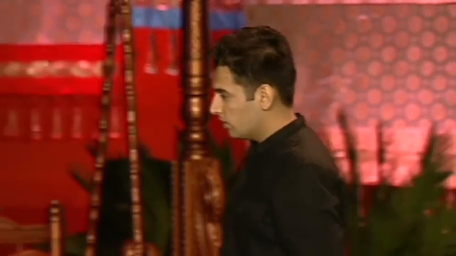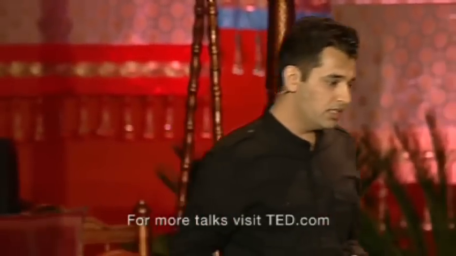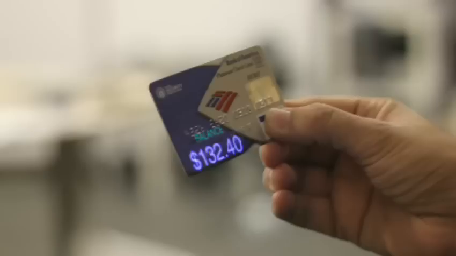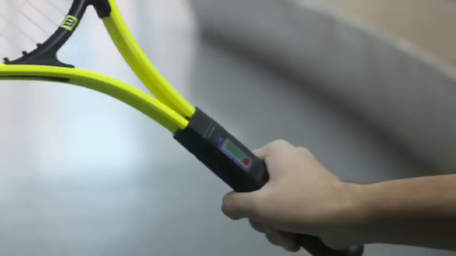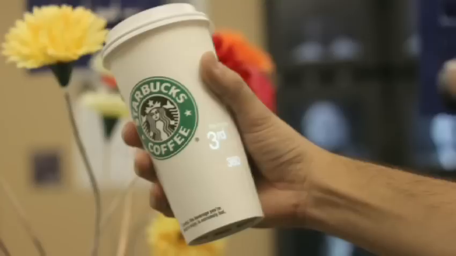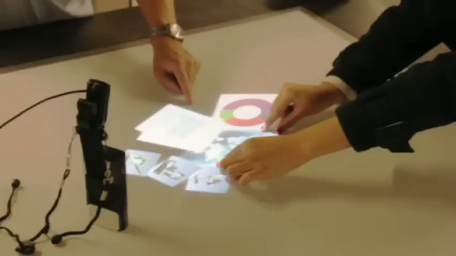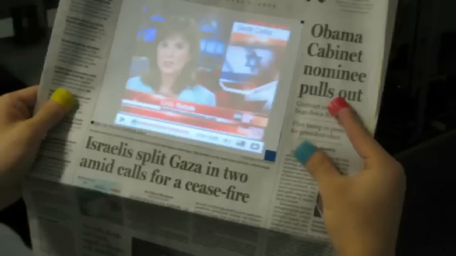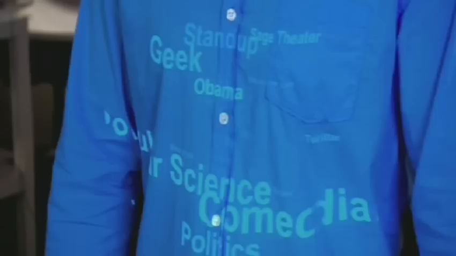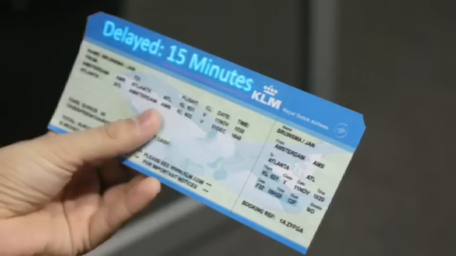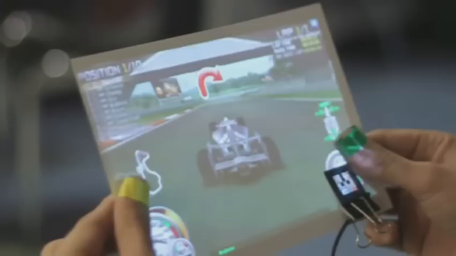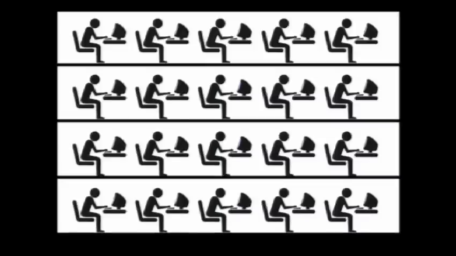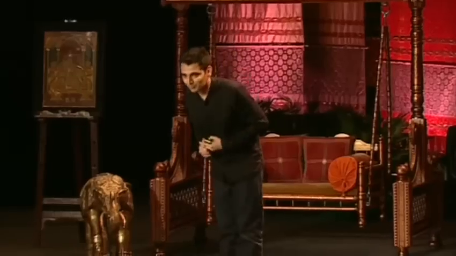So as a last thought, I think that integrating information into our everyday objects will not only help us get rid of the digital divide, the gap between these two worlds, but will also help us in some way to stay human, to be more connected to our physical world. And it will actually help us not end up being machines sitting in front of other machines. So that's all. Thank you.